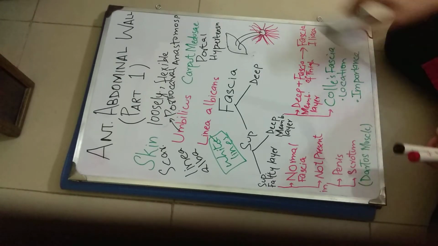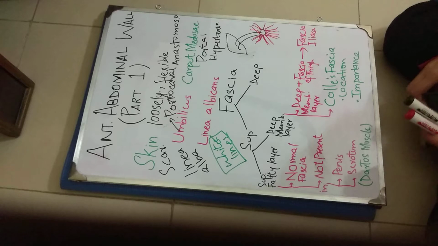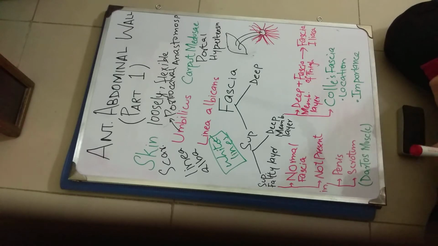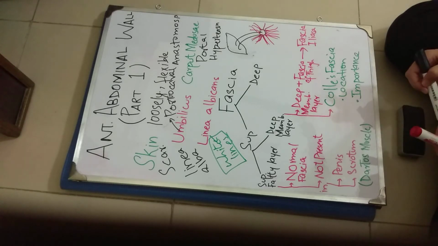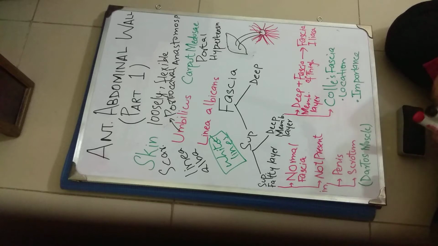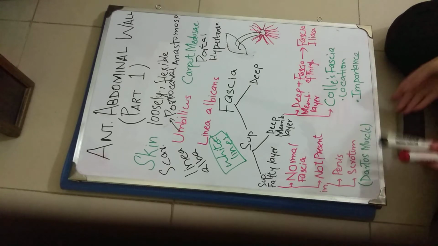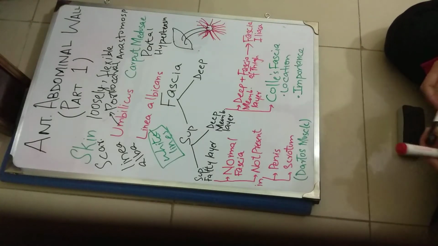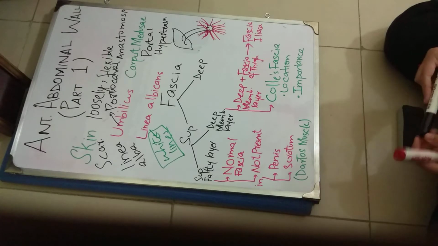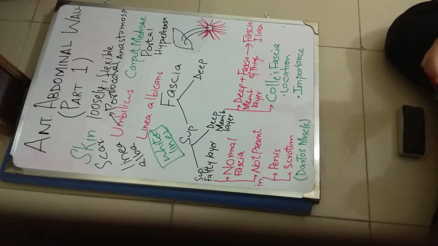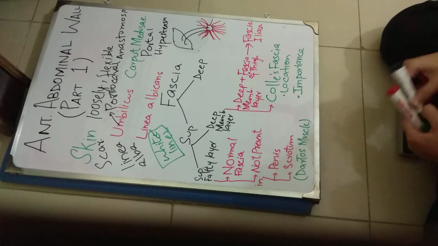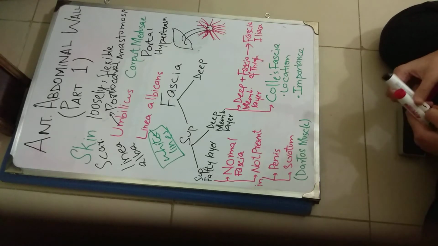Next we will discuss the fascia, superficial fascia and deep fascia. There are two types of fascia, superficial fascia and deep fascia. The superficial fascia is then divided into the superficial fatty layer and the deep membranous layer. The superficial fatty layer is the normal fascia which lines all the structures of the body, but it is not present in only two regions, and those are the penis and scrotum.